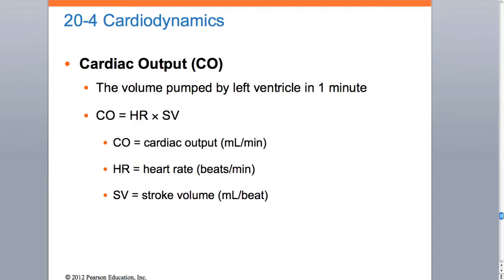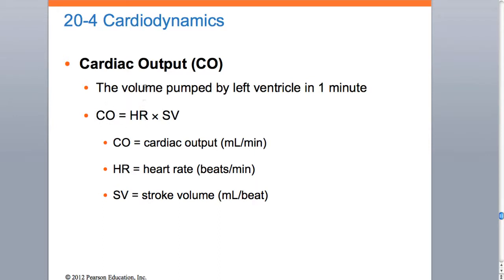Now here's the formula that I'm mentioning. Cardiac output: the volume pumped by the left ventricle in 1 minute. Now what's cardiac output? It's measured in mils per minute. Heart rate is measured in beats per minute. And stroke volume is measured in mils per beat. So if my heart rate goes down, my stroke volume better do what? Go up to give me the same cardiac output.